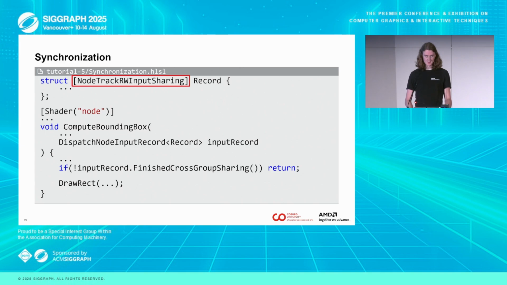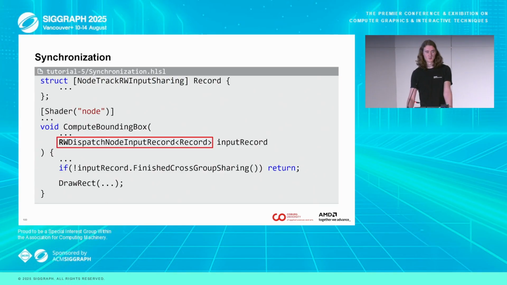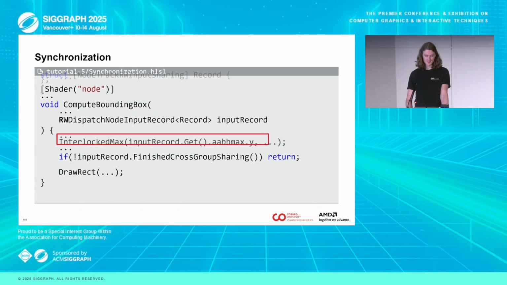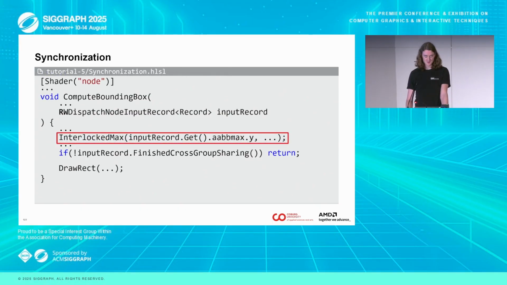As this implies a read and write operation on the input record, instead of declaring the input record with a dispatch node input record, we now need to declare it as a read-write dispatch node input record. This is the advantage that we can now also write to our input record, and the input record is shared across all the thread groups of our dispatch. So we can use this to do fun stuff like computing a bounding box with atomic operations. Basically the input record gives us a small piece of shared memory that all the thread groups in our dispatch have access to. And in this case, we just do an atomic max and an atomic min operation to compute the bounding box.